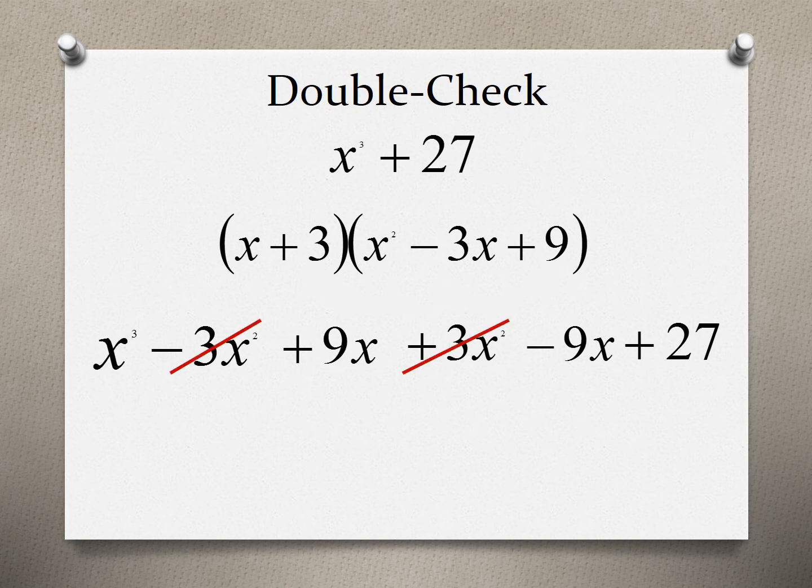Now, of course, I'm going to simplify my like terms, but I'll notice, first of all, that I've got some cancellations here. I'll go ahead and cancel those and simplify. And so I can actually verify that my original expression, x raised to the third power plus 27, is the same actually as my factored form.